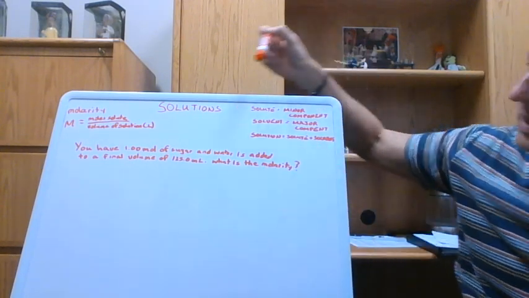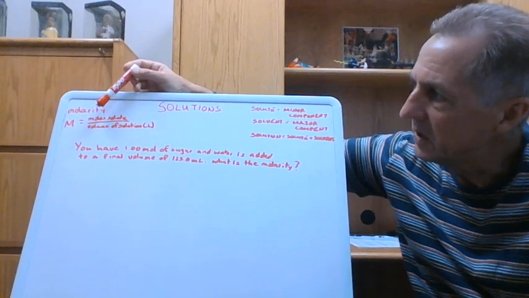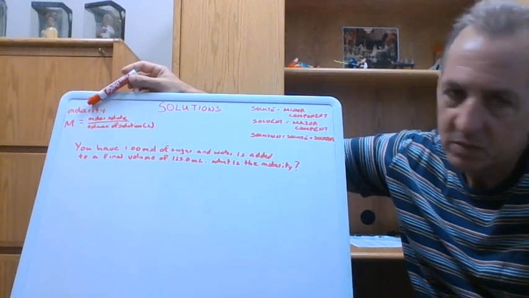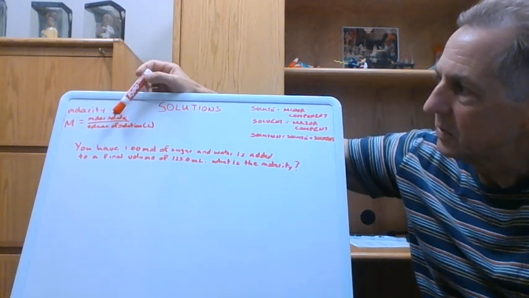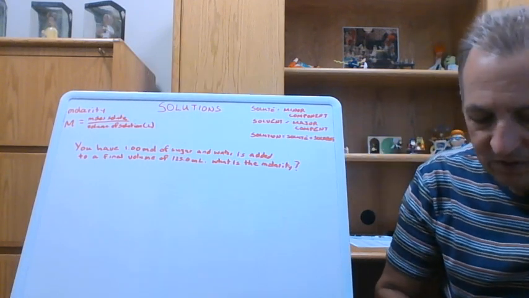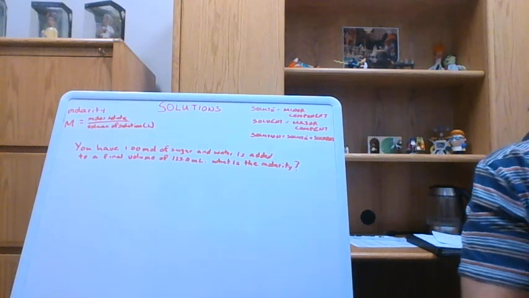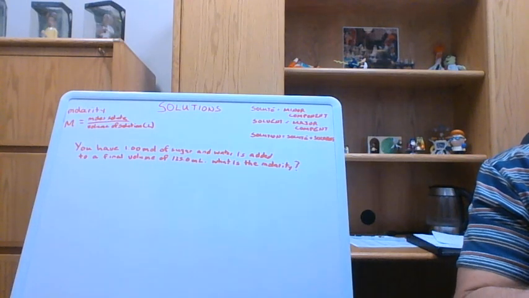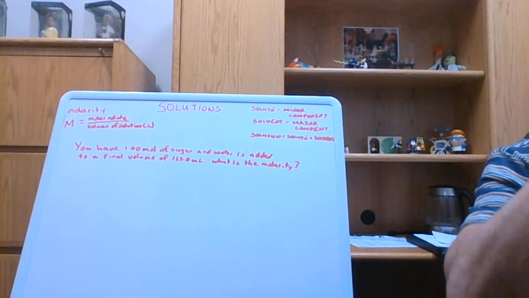So the concentration unit we typically use for solutions is what's called molarity, and that's moles of solute per volume of solution in liters. So it gives us a measure of how many moles of that solute we have dissolved into the total volume of the solution.